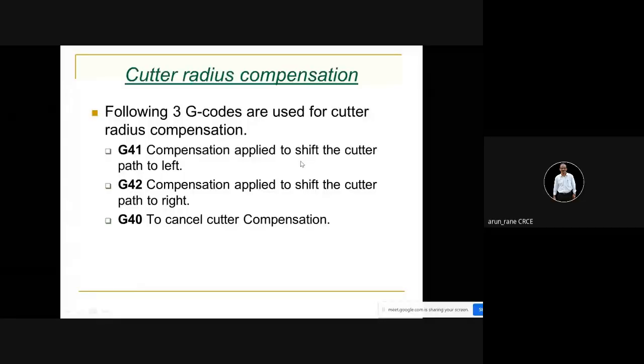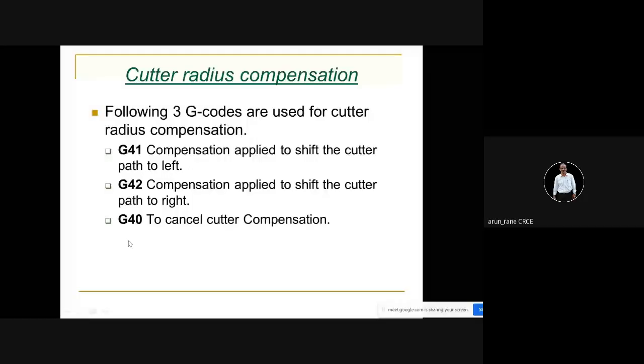So if I am using G41, then the compensation is applied to shift the cut part to the left, that is, the tool is on the left hand side. If it is G42, then it is on the right hand side. And if you are using this compensation, then you need to cancel it. Okay, so that cancellation is done by G40.